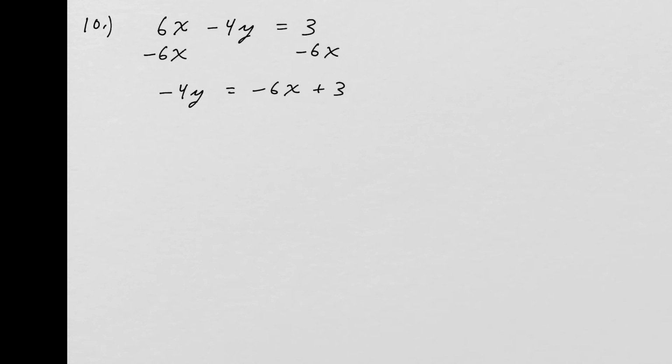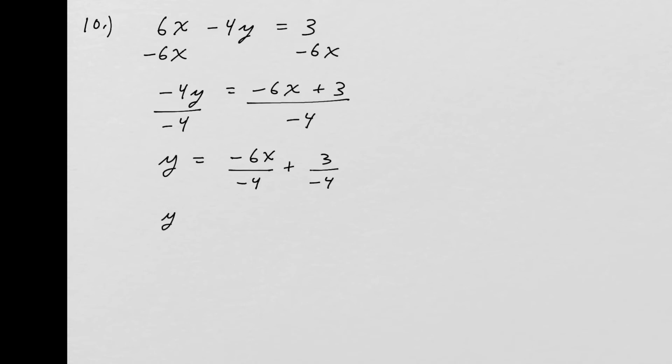And then finally, to get y by itself, I would divide by negative 4. So then y equals, and then you could write this as negative 6x over negative 4 plus 3 over negative 4. And then we can simplify, right? Negative 6 over negative 4 is the same as 3 halves times x. And then 3 over negative 4 is negative 3/4, so I can write this as minus 3/4.